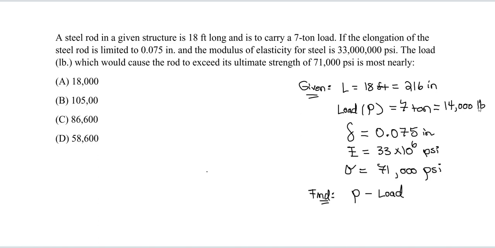So what we're going to do first is find the area for the structure at these given conditions. So it's in a structure, it has a 7-ton load, and it has the following modulus of elasticity and that particular length of 18 feet, which is 216 inches. So we're going to find that area. That's going to be our first step. Step 1, find the area. Then our second step would be to find our load P, using that specific area.